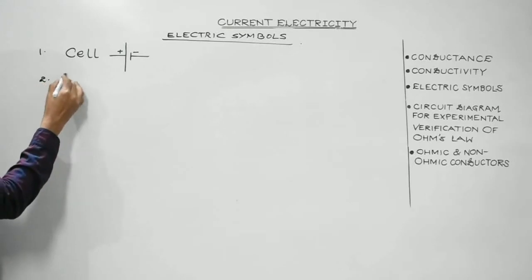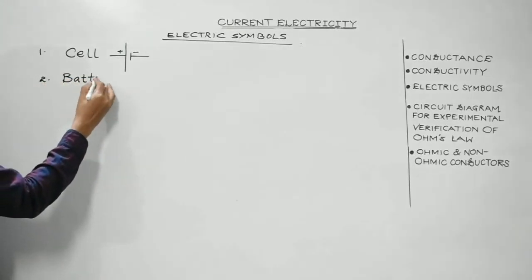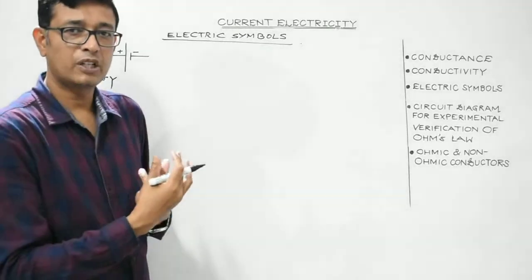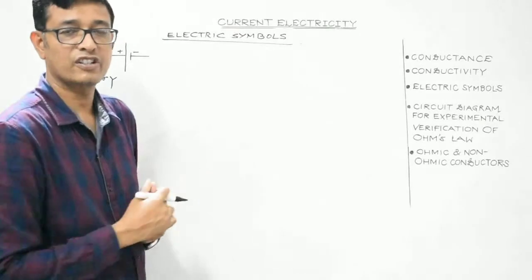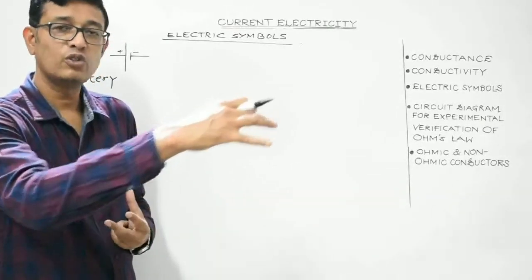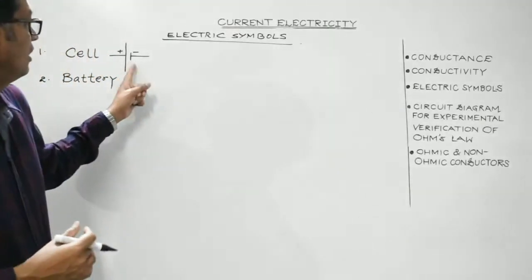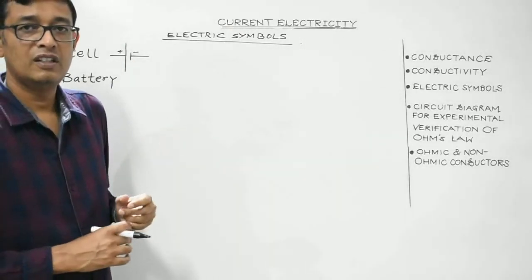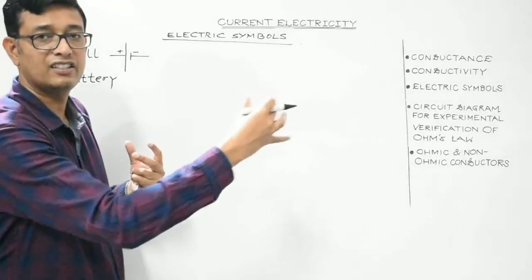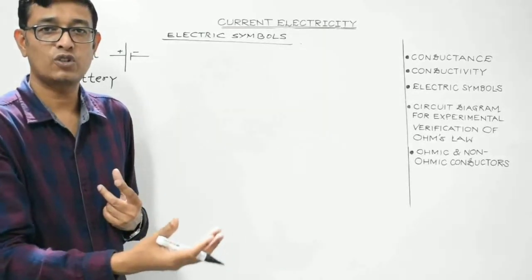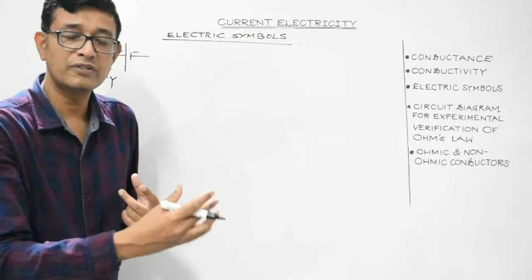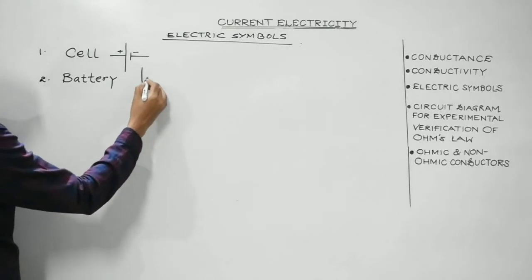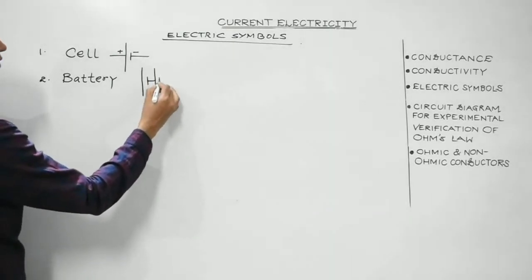Second, battery. Students, the combination of cells is known as a battery. When the cells are arranged in a particular manner, in series, end-to-end connection, then it constitutes a battery. Suppose the potential difference of one cell is 1.5 volt. Then if 10 cells are connected in series, it will become 15 volt. It will act as a source of potential difference of 15 volt. So that's a battery. So symbolically, it is represented like this.